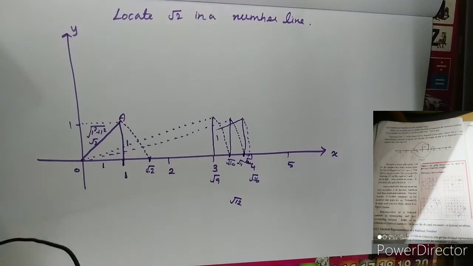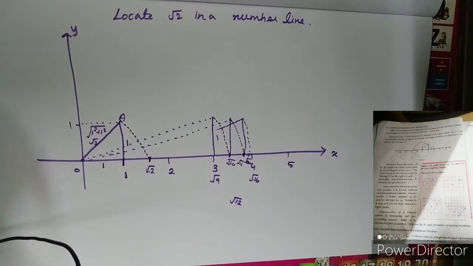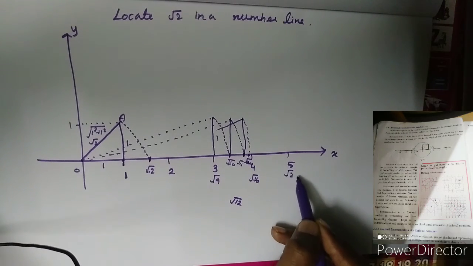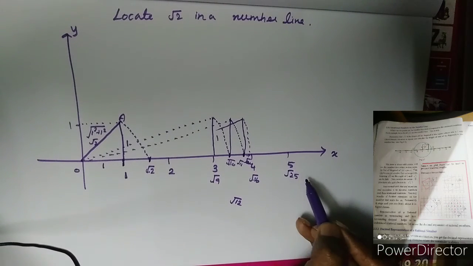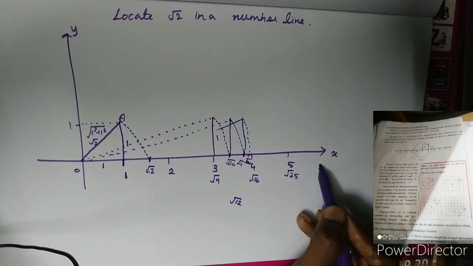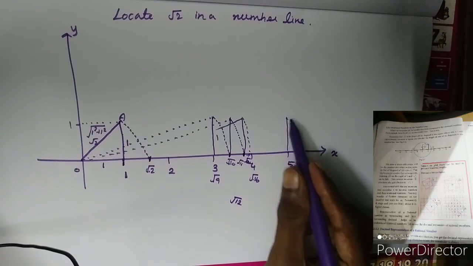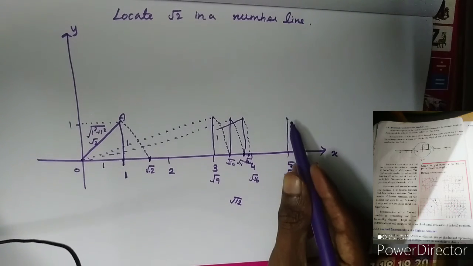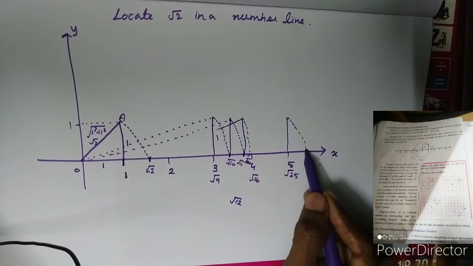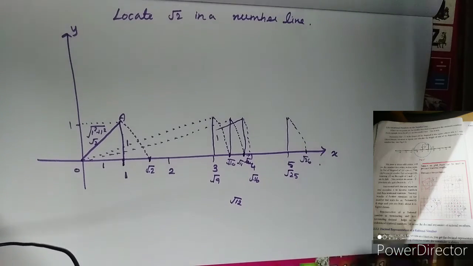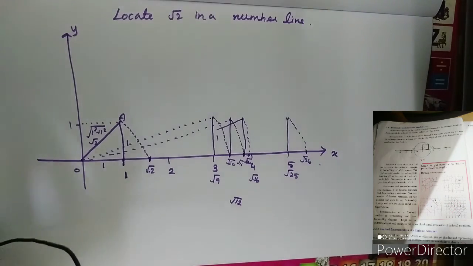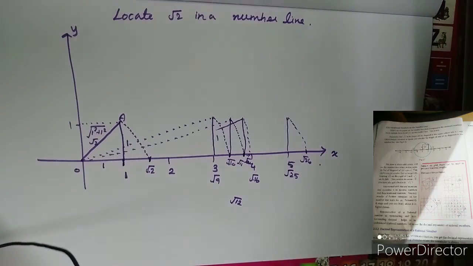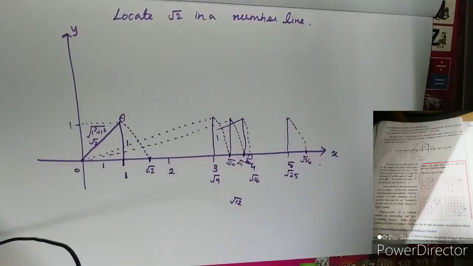In a similar way we can find any irrational number on a number line. For example, root 26 lies between 5 and 6. This is root 25. So make the height here and draw an arc. The arc cuts the x-axis at root 26. This is the way to find an irrational number on a number line. That's all.